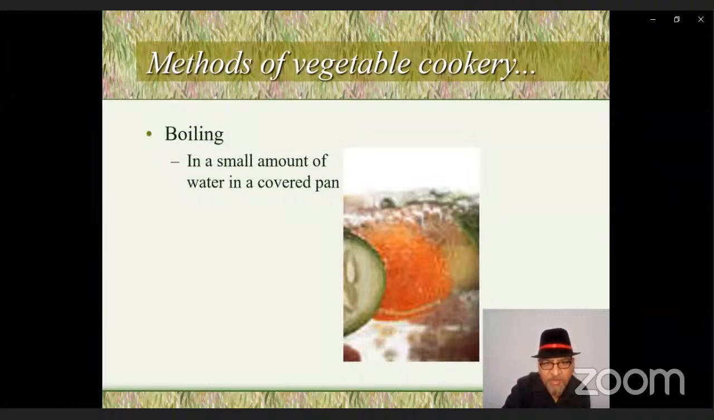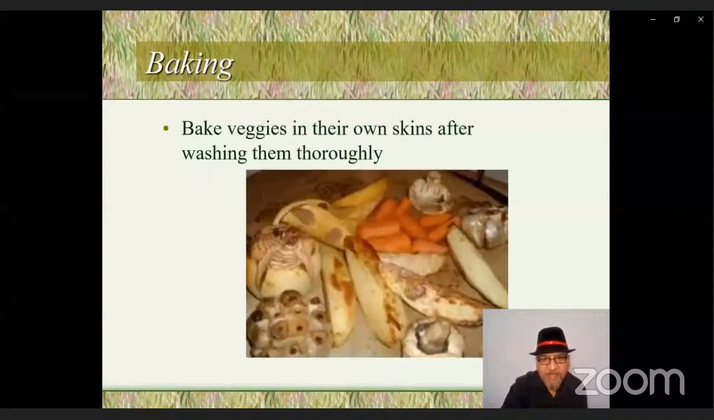Methods of vegetable cookery. Boiling: cook in a small amount of water in a covered pan. Baking: bake vegetables in their own skins after washing them thoroughly. The picture shows some baked vegetables: mushrooms, onion, cauliflower, potatoes, carrots.